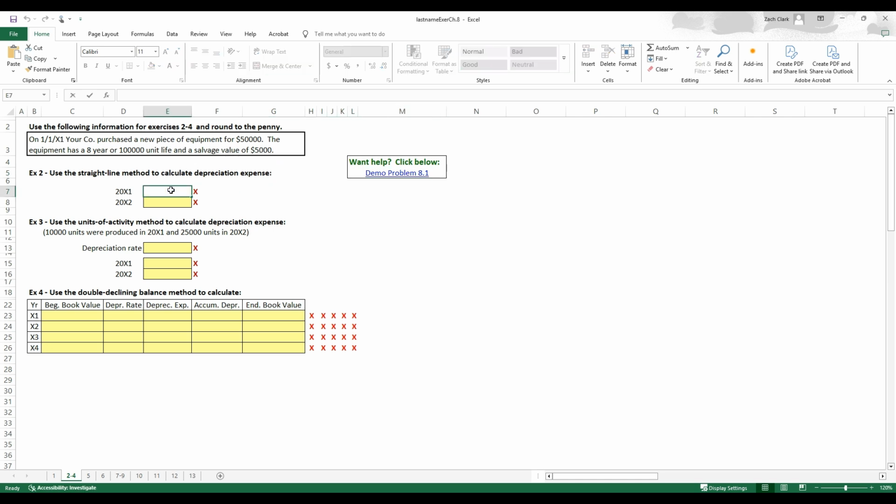And so here, pretty basic, we'll put our formula in. So I'm going to say $50,000. Make sure I get 50, yeah, 50,000 minus our salvage value. And we're just going to use straight line. And like I mentioned, we're doing the whole year, so it's pretty easy. Just divide by 8 years. Oh, typo in there.